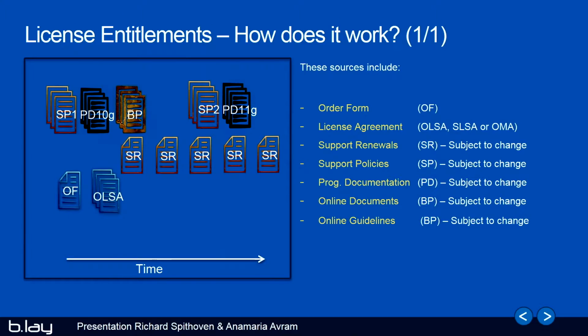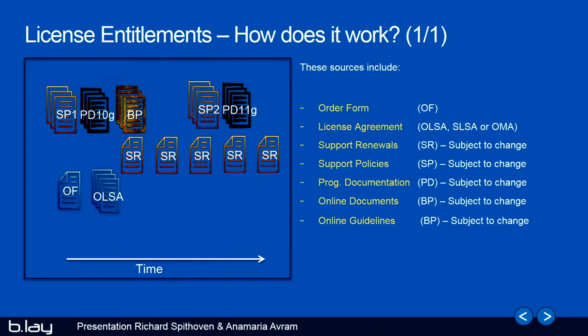Now, how does that work? Let's say that you originally bought a license through a specific order form. That order form at all times refers to a license agreement. In the past, Siebel called that an SLSA, a Siebel License and Services Agreement, or a Software Licenses and Services Agreement. Later on, Oracle changed that license agreement into an OLSA, an Oracle Licenses and Services Agreement, and today Oracle calls those license agreements an OMA, an Oracle Master Agreement.